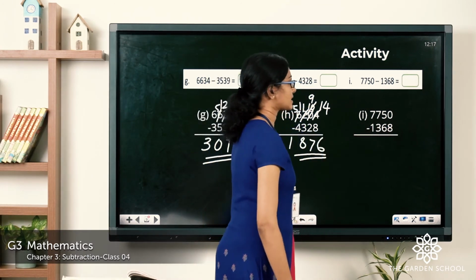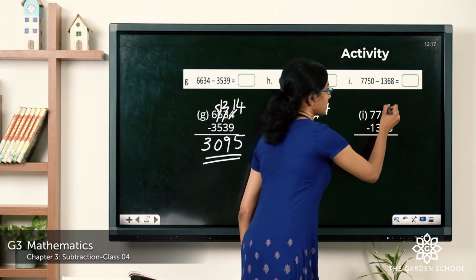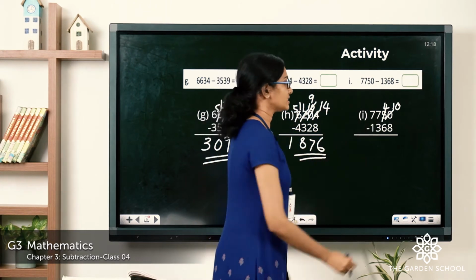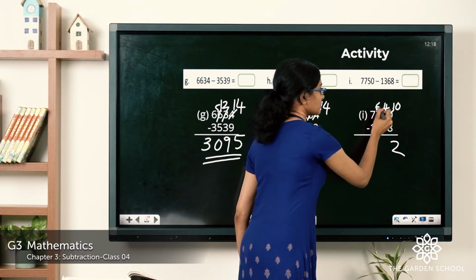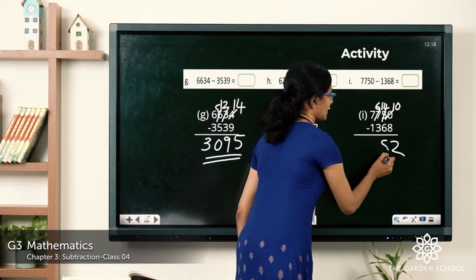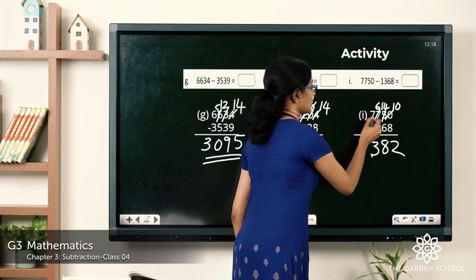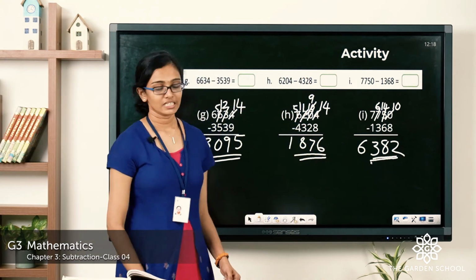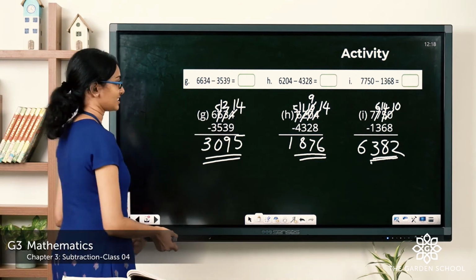Here we have 0 minus 8. We cannot take away 8 from 0. So we borrow. So here it becomes 4 and here it becomes 10. 10 minus 8, it is 2. Now we are borrowing from the hundreds place. So this becomes 6 and this becomes 14. 14 minus 6, it is 8. Now we have 6 minus 3, which is equal to 3. Now 7 minus 1, which is equal to 6. So what is the difference? It is 6382. Hope your answers are correct.